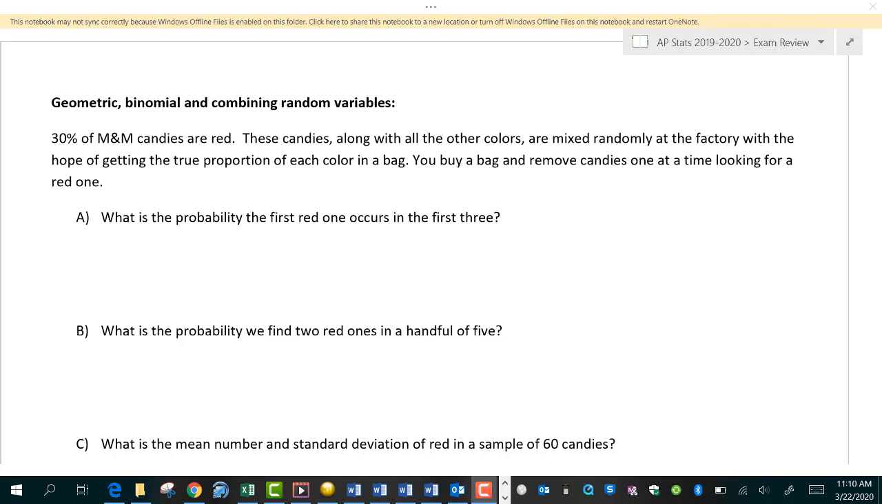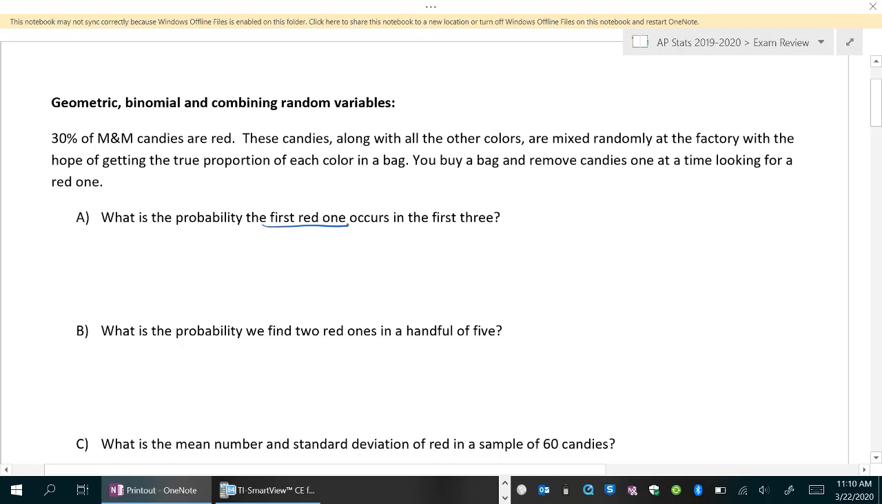The first probability question I'm going to walk you through has to deal with geometric and binomial probability as well as combining random variables. So the question states that 30% of M&M candies are red. These candies, along with the other colors, are mixed randomly at the factory with the hope of getting the true proportion of each color in a bag. You buy a bag and remove candies one at a time, looking for a red one. So question A says, what is the probability the first red one occurs in the first 3?